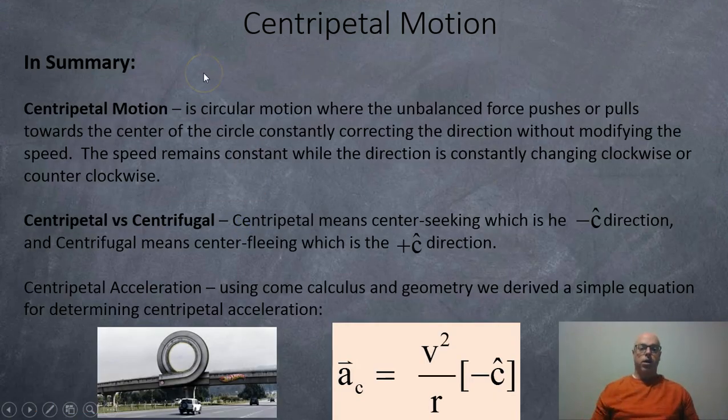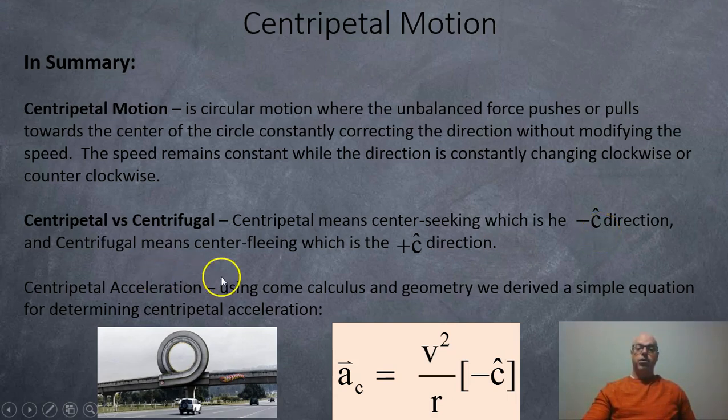All right, so in summary, centripetal motion is a circular motion where the unbalanced force pushes or pulls towards the center of the circle, constantly correcting the direction without modifying the speed. The speed remains constant while the direction is constantly changing clockwise or counterclockwise. Centripetal versus centrifugal. Okay, centripetal means center seeking, and it's in the negative c hat direction, and centrifugal means the center fleeing, which is the positive c hat direction. So away from the center, positive c hat, towards the center, negative c hat.